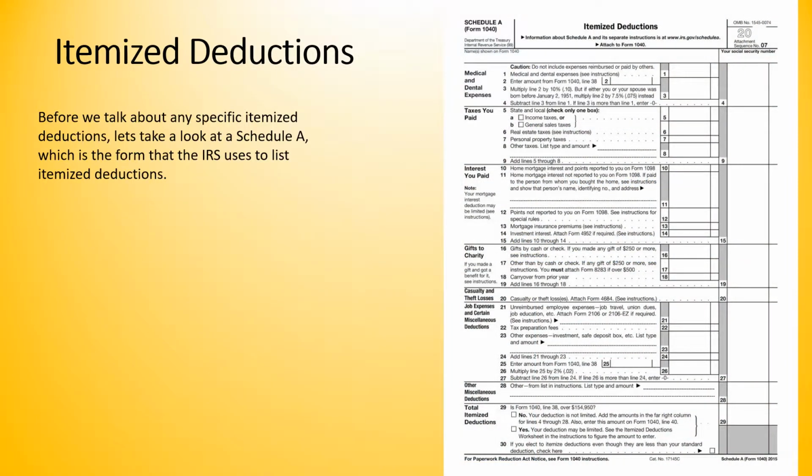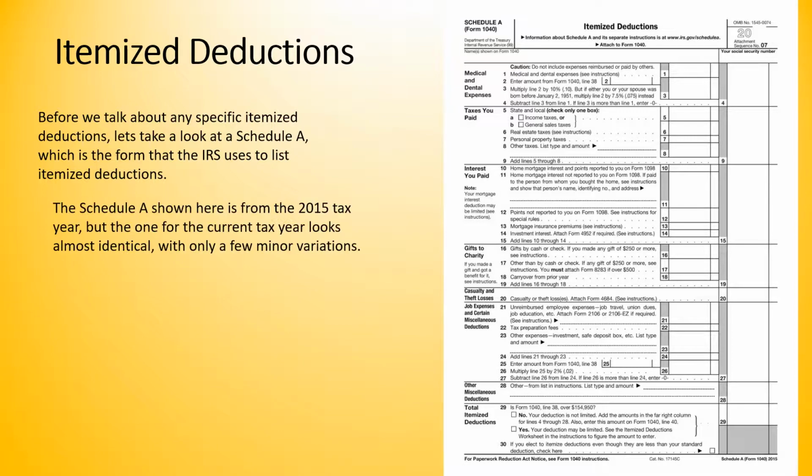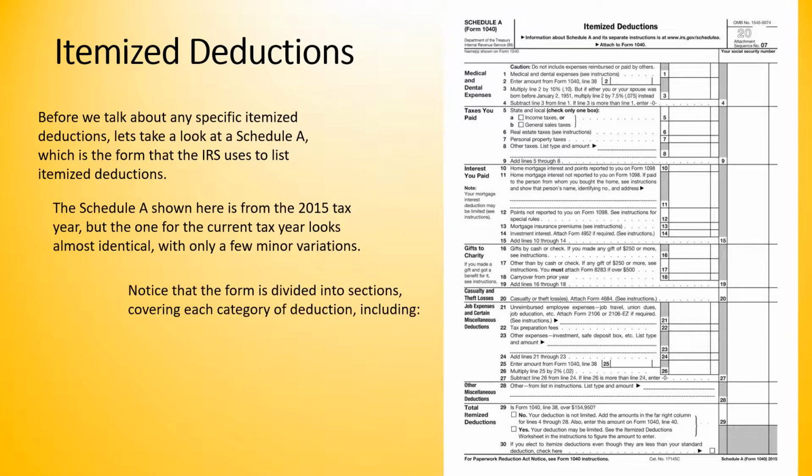Before we talk about any specific itemized deductions, let's take a look at a Schedule A, which is the form that the IRS uses to list itemized deductions. The Schedule A shown here is from the 2015 tax year, but the one for the current tax year looks almost identical with a few minor variations. Notice that the form is divided into sections, covering each category of deduction, including medical, taxes, interest, charitable, and other.